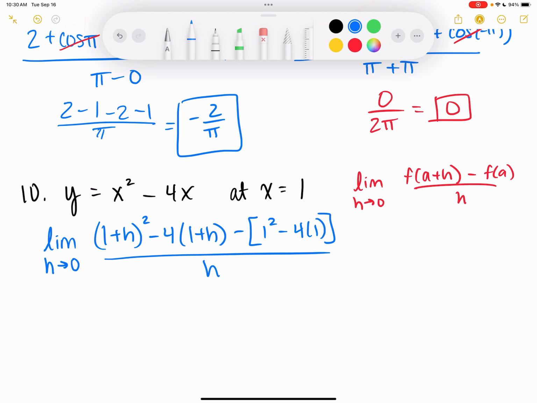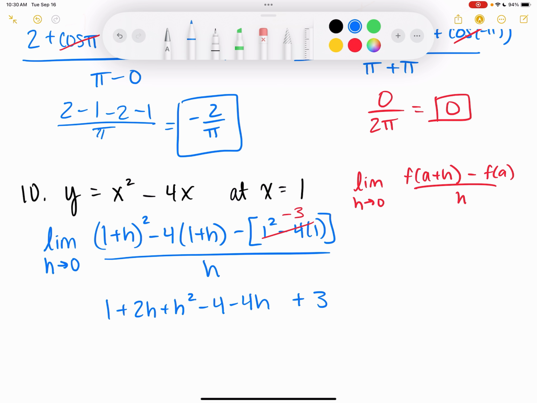So if I FOIL this, 1 plus h squared, I would get 1 plus 2h plus h squared, and then distribute minus 4h. And then I've got here, this is 1 minus 4 inside of here, so that's negative 3, but then there's obviously the minus there, so it's going to ultimately be a plus 3 from that other part, all over h.